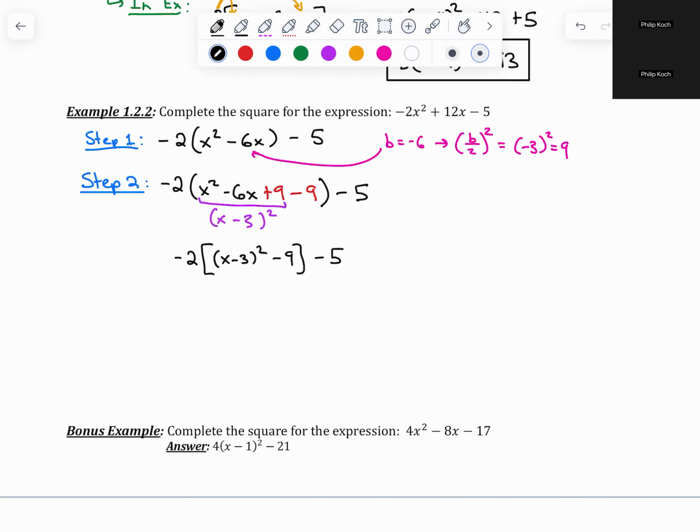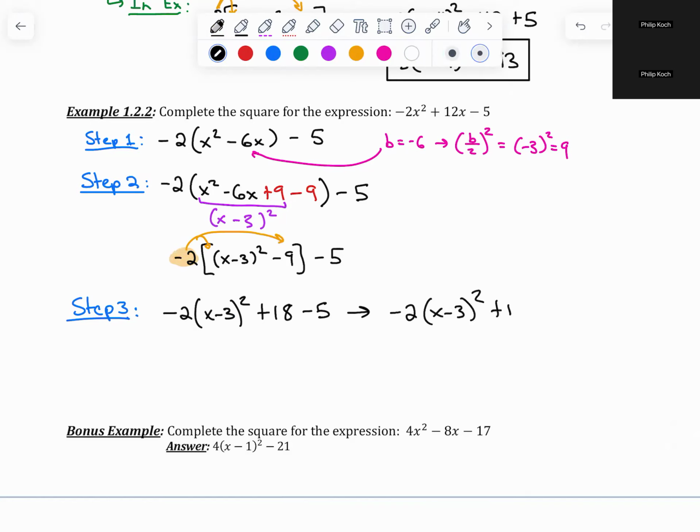So this one, -2 times the quantity (x - 3) squared minus 9, all in brackets, and then minus 5. Now step 3 is all about distribution. We're going to take this -2 and distribute it into both terms on the inside of the parentheses. We've got -2 times the parentheses (x - 3) squared plus 18 minus 5, which gets us our final answer, which is -2 times the quantity (x - 3) squared plus 13.